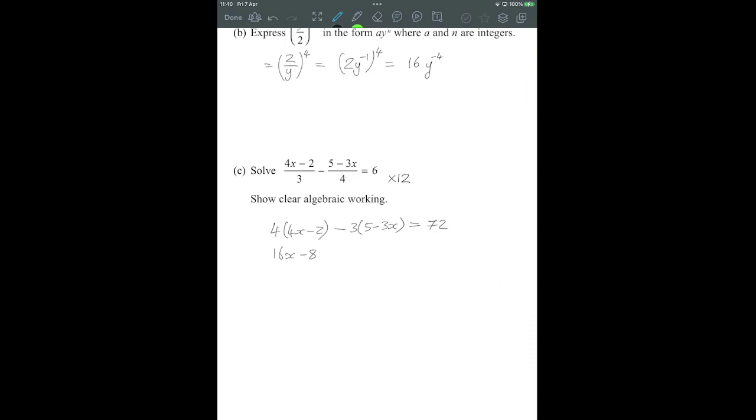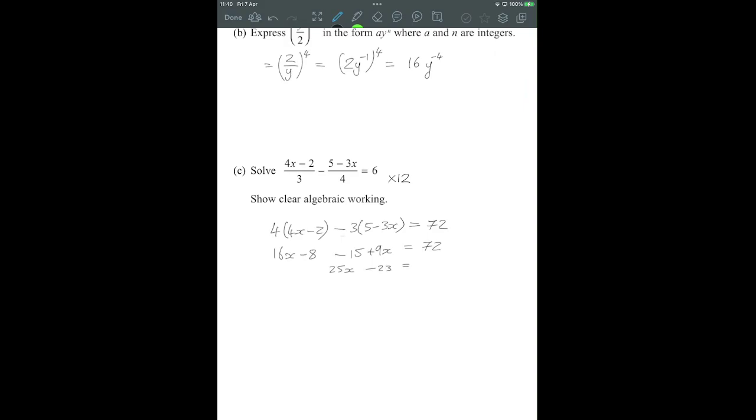The second one you need to be careful, because it's a whole -3 on the outside. So -3 times 5 gives us a -15, but then it's -3 times -3x. That's a positive 9x equals 72. Time to simplify. I'm going to collect like terms on the left.